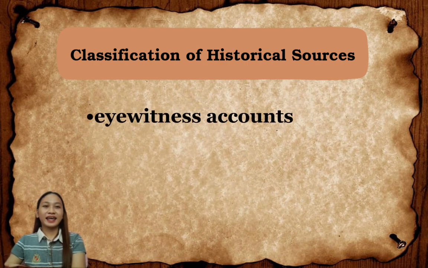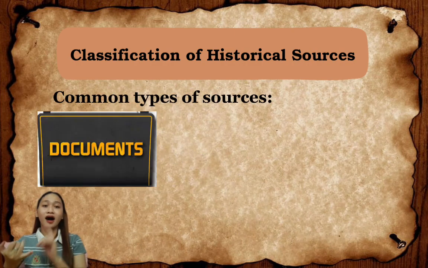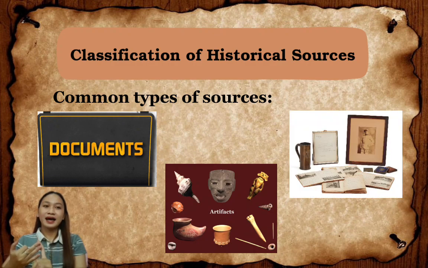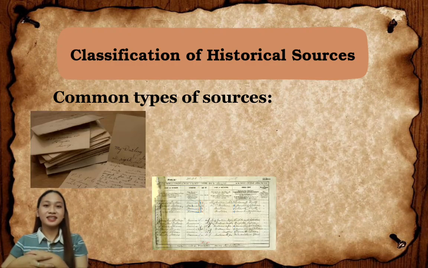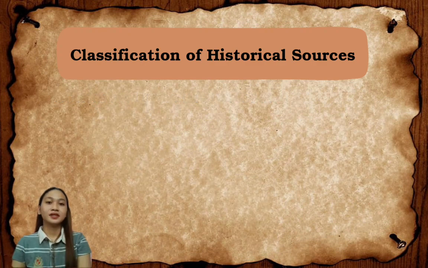Delegates' eyewitness accounts and recollections can also be used as primary sources. The same can be said about other historical research topics. Documents, artifacts, memorabilia, letters, census, and government records from the past, these are the most common types of sources.